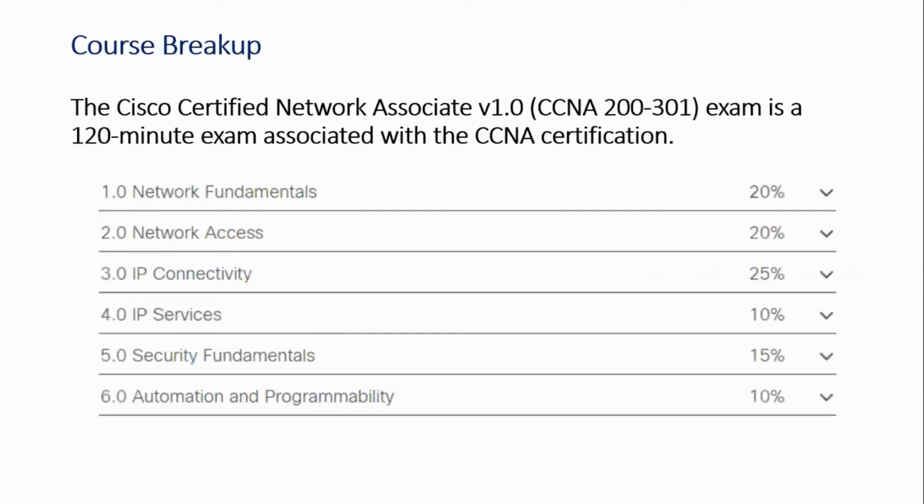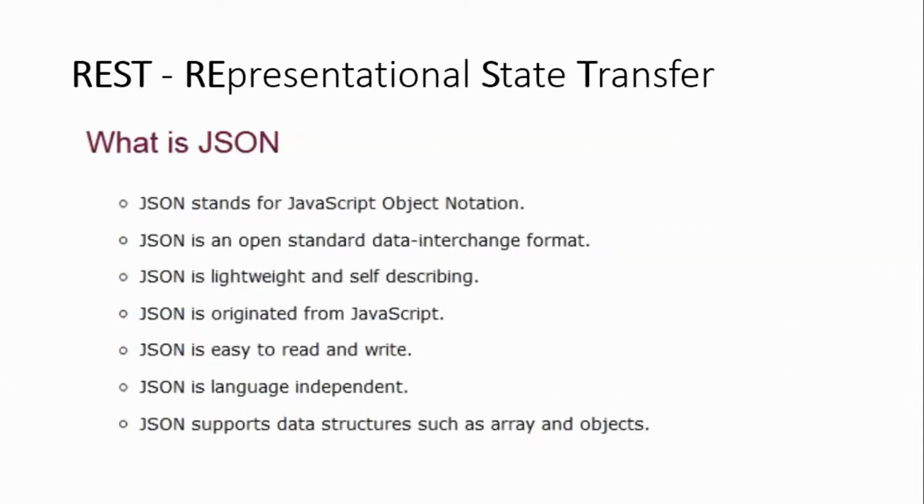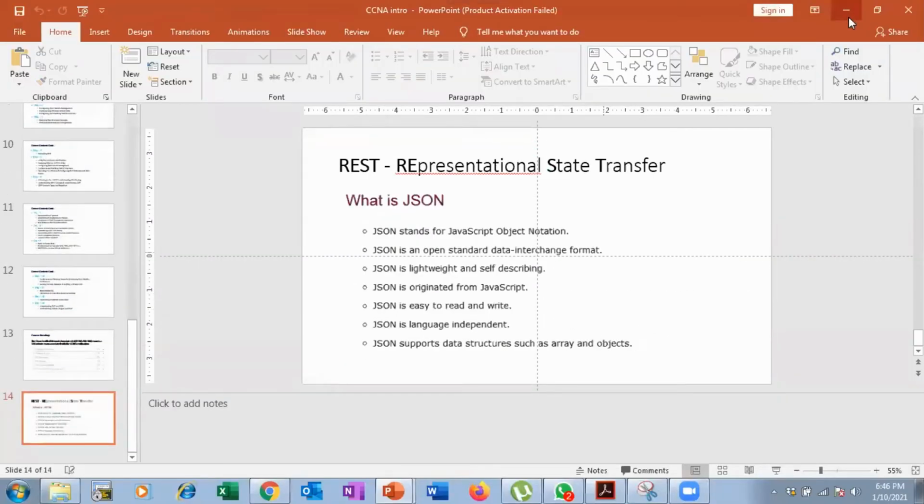So basically, this is how the exam is executed, and how much of the course comes from which area. Network fundamentals, 20% of the exam. Network access, 20%. IP connectivity, 25%. IP services, 10%. Security fundamentals, 15%, and automation and programmability only 10%. But you should focus on that, because the future is automation and programmability. So this is all about this.